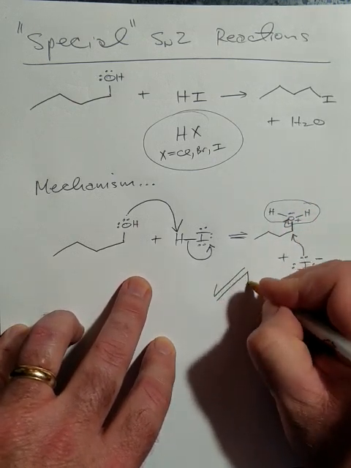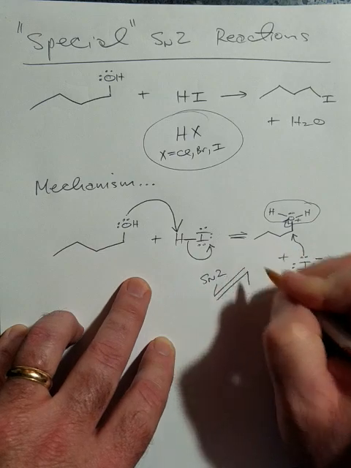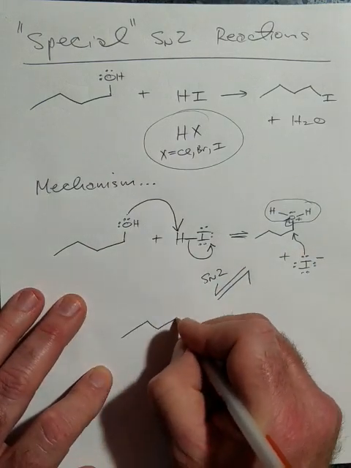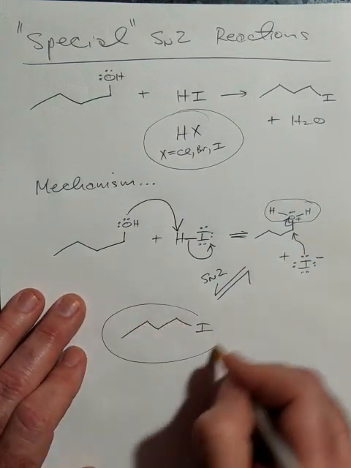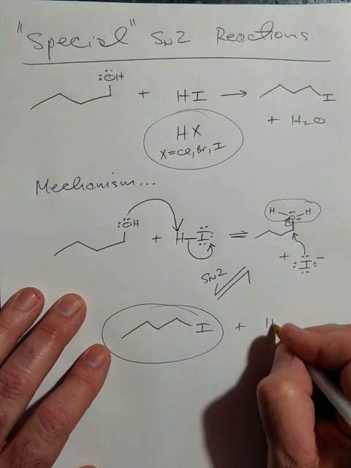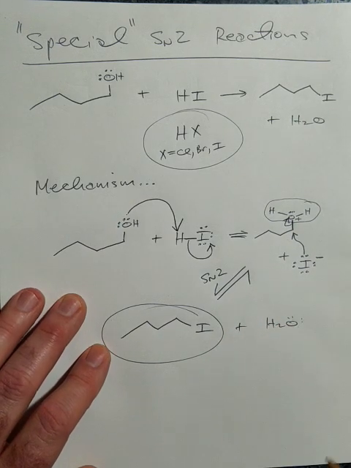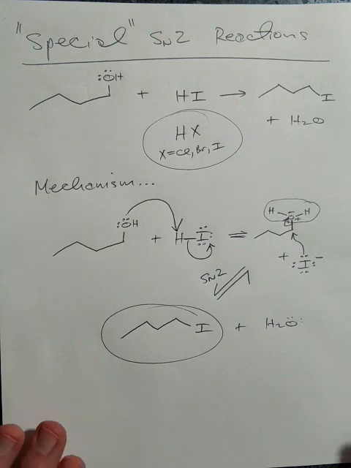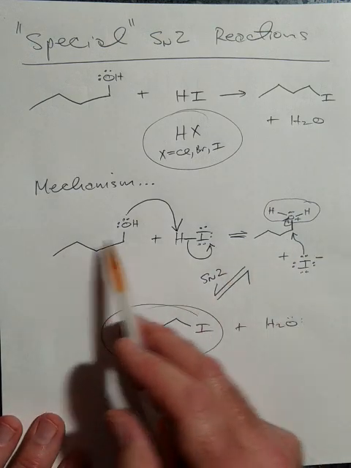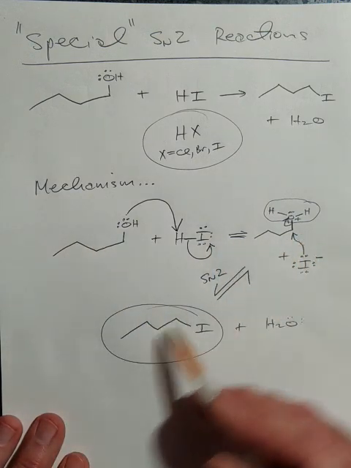It's this second step right here, which is the SN2 reaction, to give us our organic product plus H2O as a leaving group. So it's a special SN2 reaction. It involves 2 steps. The first is acid-base. The second is the SN2 reaction.